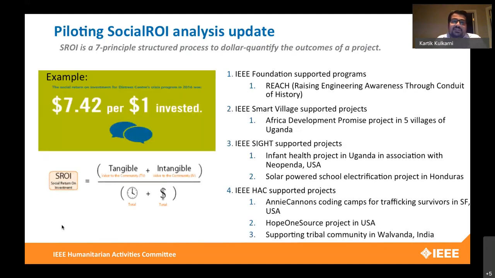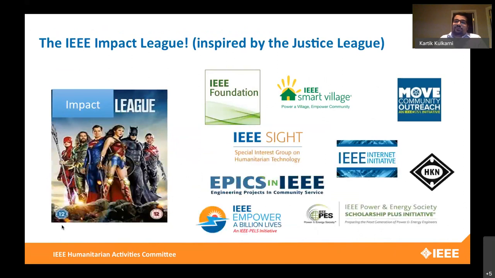Anyway, as I mentioned, we did this pilot on 10 different projects around the world, and we had amazing learnings. One of our biggest learnings was that this stuff can be too complicated for us engineers, because this is social science. So what we did is we call our fellow IEEE programs the Impact League. These participants, including IEEE Foundation, IEEE Smart Village, IEEE SIGHT, and EPICS, all came together and said, let's launch a program devoted to measuring impact, in addition to creating impact, which, as we saw, a lot of people are creating. Let's come together to measure the impact.